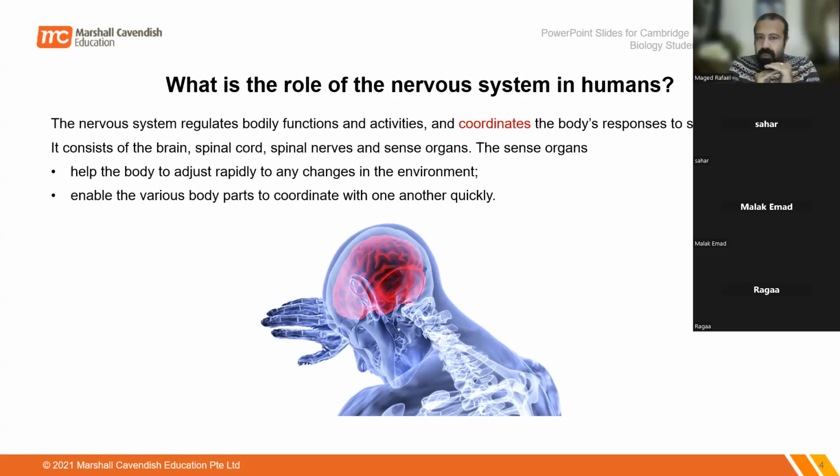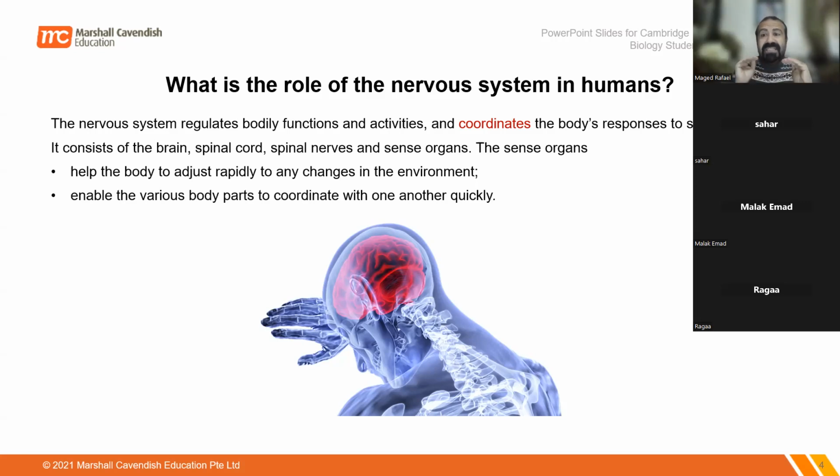Sense organs usually have a lot of receptors, millions of receptors, that help the body to adjust rapidly to any kind of change in the environment and enable the different body parts to coordinate with one another quickly. So simply, this will coordinate all the body functions together, because simply, from its name, a sense organ senses. So how does it sense? By specific types of cells called receptors.